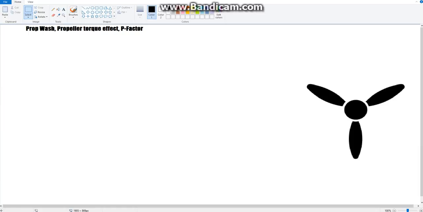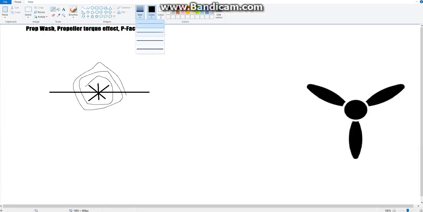Prop wash is the effect in which, if you have your propeller in the middle and it's rotating, it creates a spiral of airflow around the plane, hitting the wings, causing the plane to tilt based on prop rotation. And it also hits your rudder, which causes your plane to yaw left or right.